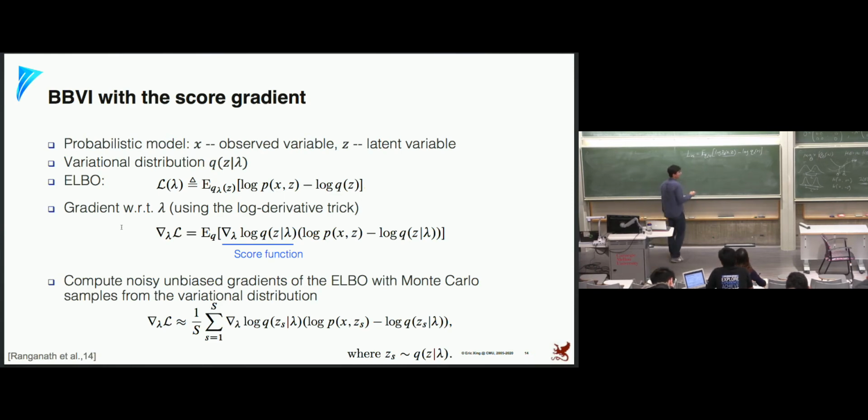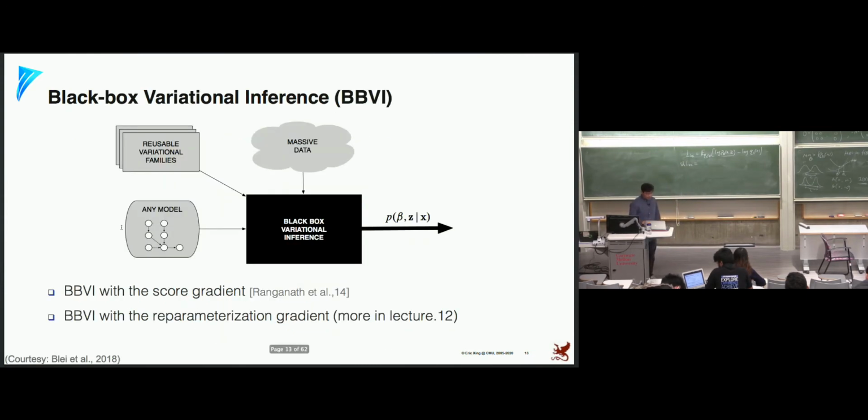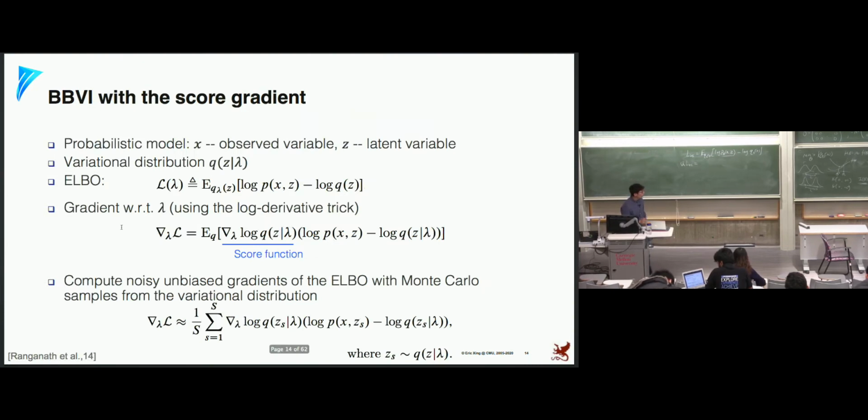Now, in order to optimize for this Q, we need to find the gradient with respect to lambda, right? So we need to do this. Okay. So that's where these two distinctions come from. There are two general ways to represent this gradient of the ELBO with respect to lambda. So the first thing we can notice is, let's see.